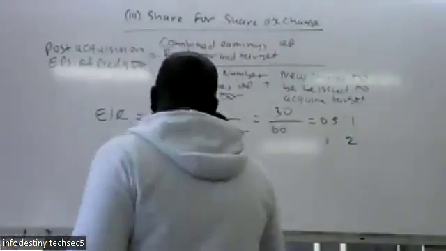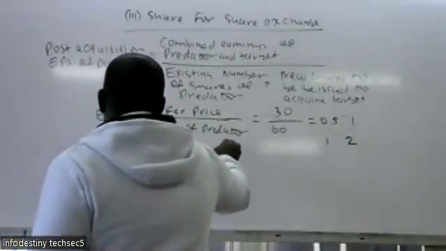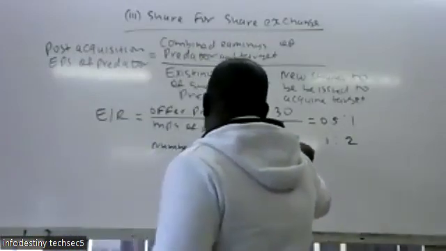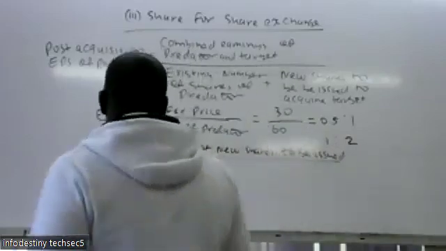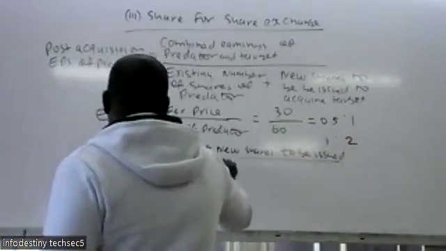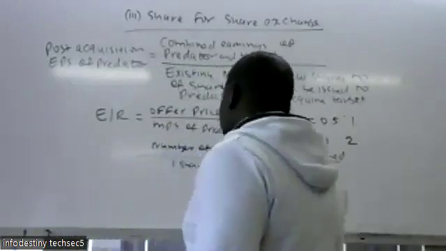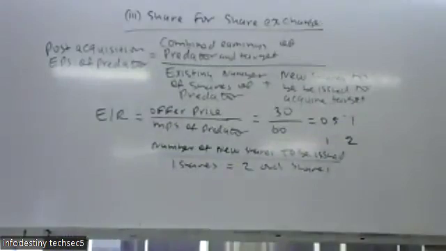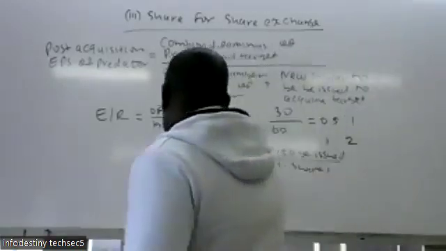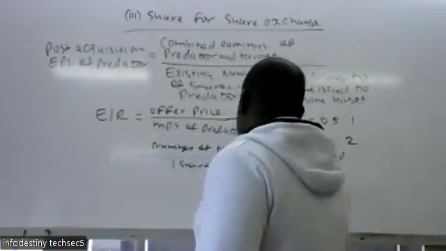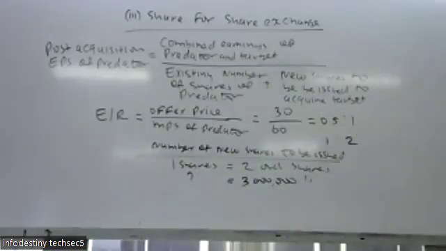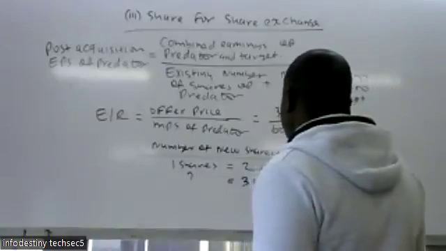Then now we get the number of the new shares to be issued. So 1 share is equivalent to 2 ordinary shares. So we want to acquire B Limited. B Limited has ordinary shares outstanding of 3 million. So how many shares are to be issued? So 1.5 million. So they issue 1.5 million shares.